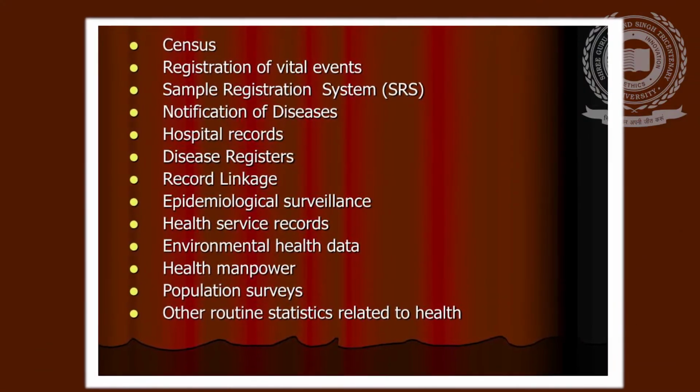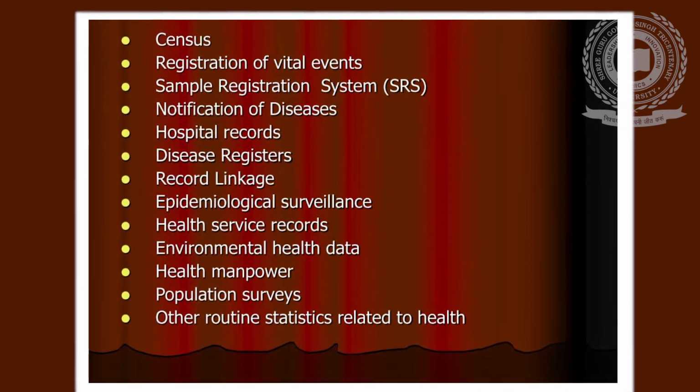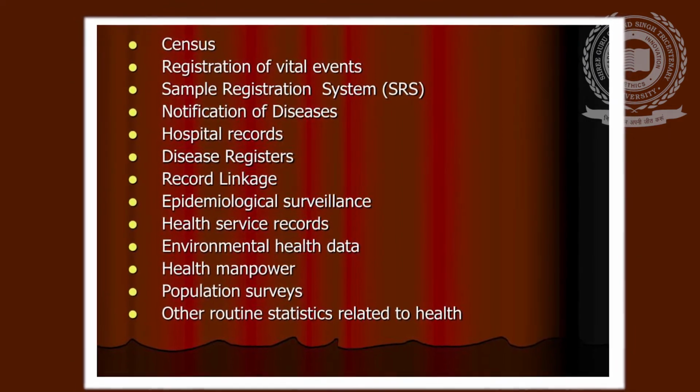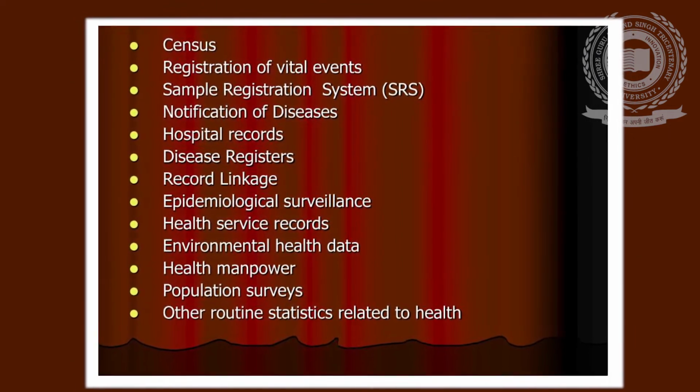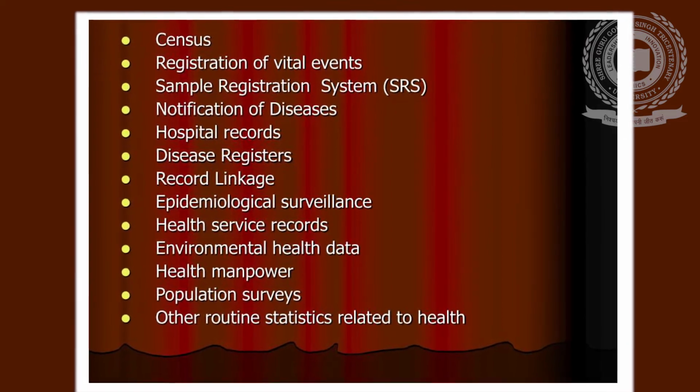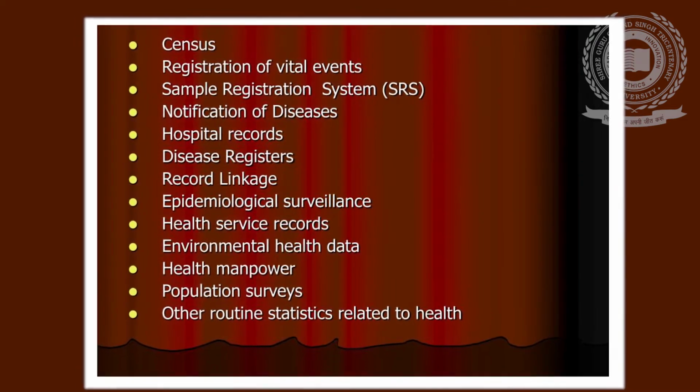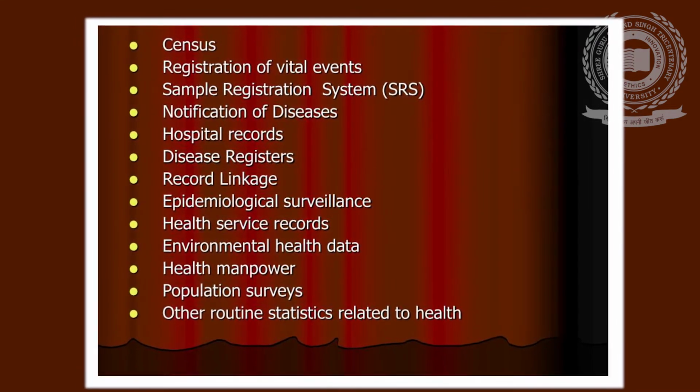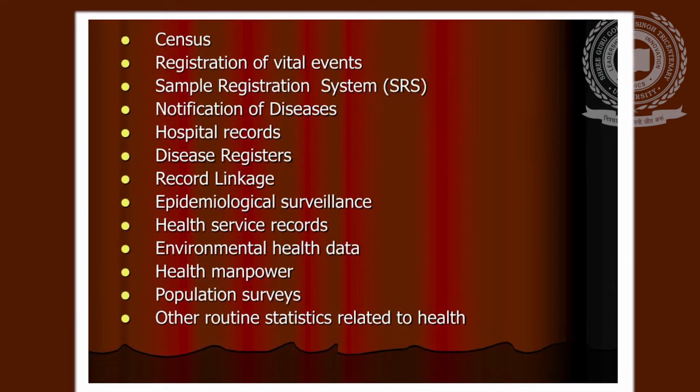So next we will see the various sources of health information system. Census, registration of vital events, sample registration system, notification of disease, hospital records, disease registers, record linkage, epidemiological surveillance, health service records, environmental health data, health manpower statistics, population surveys and other routine statistics related to health. In the next few frames, I will discuss the various sources in detail one by one.